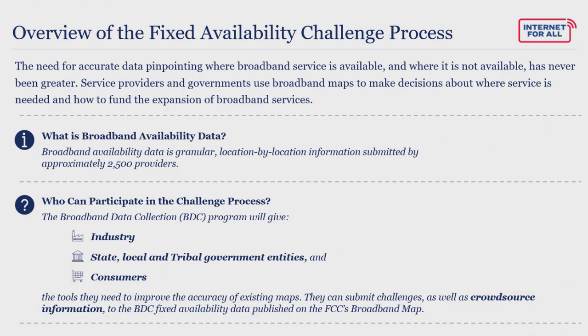Now, I'll give an overview of the fixed availability challenge process. As I mentioned earlier, the need for accurate broadband availability data is greater than ever. But what do we really mean when we say availability data? The availability data the FCC has collected is granular, location-by-location information submitted by nearly 2,500 broadband service providers. It's essentially service providers sharing data that says, this is where we provide connectivity, and this is the type of service our customers can purchase. But it's possible that this information isn't perfect for a variety of reasons.